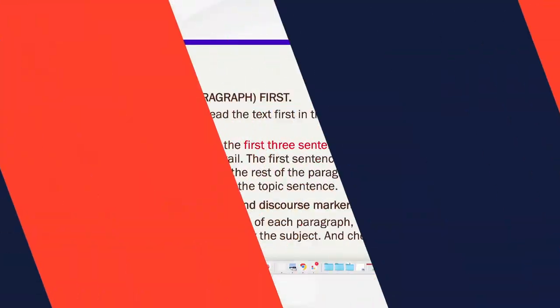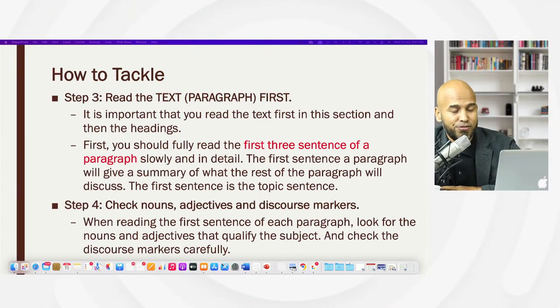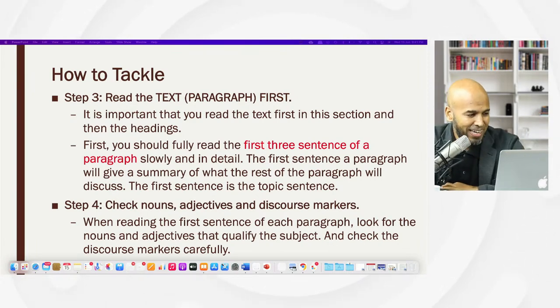And what do you see? My advice is correct. My advice is read the paragraph first and then imagine an answer. And as soon as you jump to the list of headings, you can match it easily and fairly quickly. So my advice is step number 3, read the text, the paragraph first. So it is important that you read the text first in the section and then the headings. Then match with the heading, okay? First, you should fully read the first 3 sentences of a paragraph. Yes, of course.